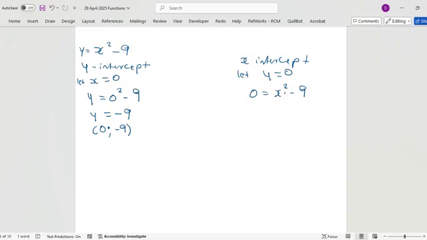If I transpose, or factorize, by the way, you can factorize, because if you factorize this difference of two squares, or you can transpose and put the square root both sides, it's still up to you. Remember, when you put the square root, you'll get two answers. That is a plus or a minus.